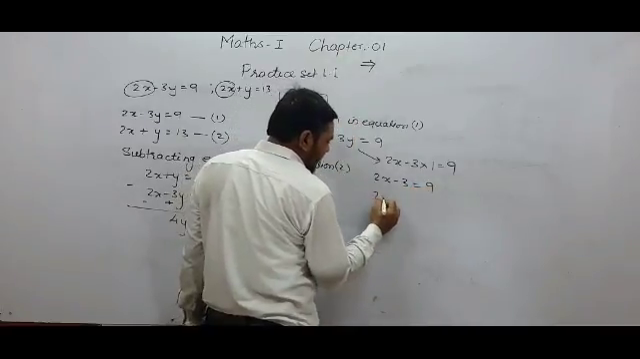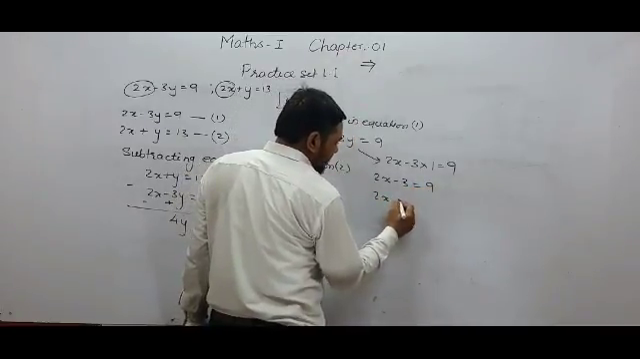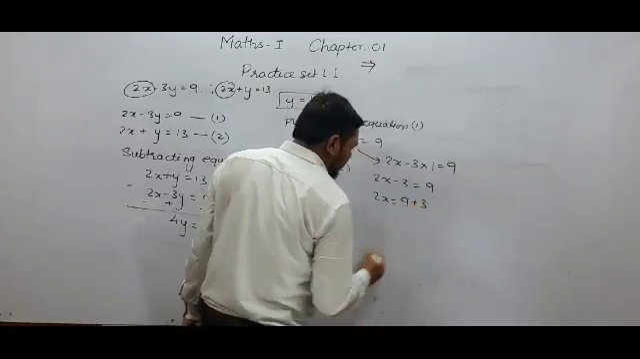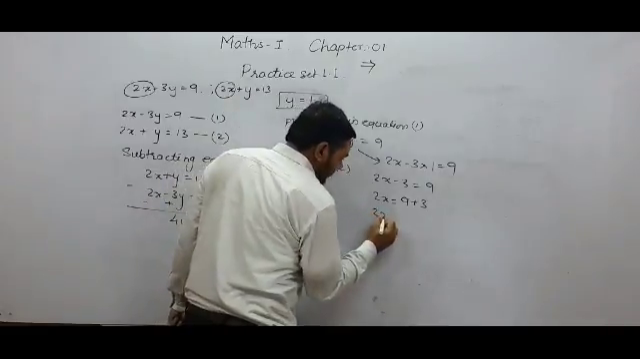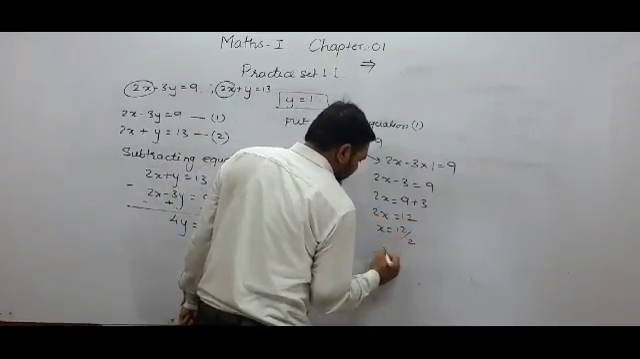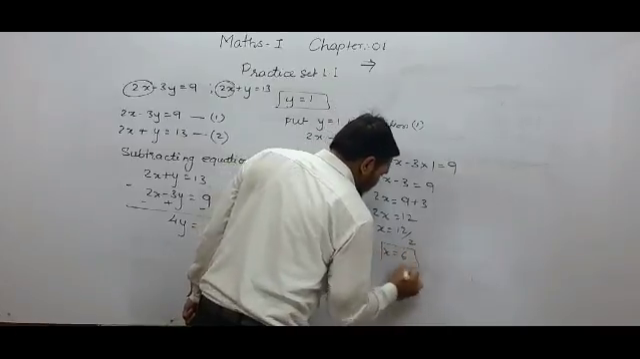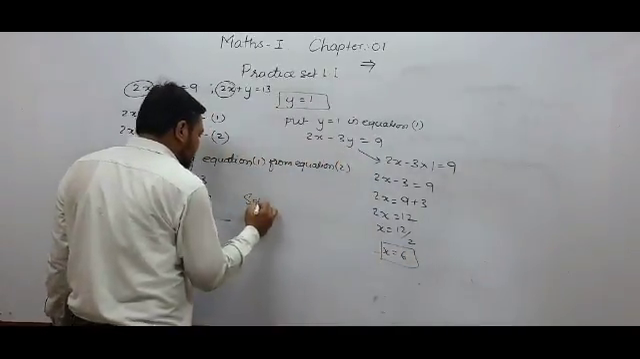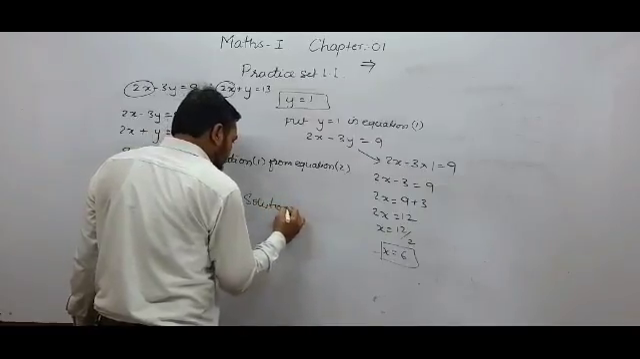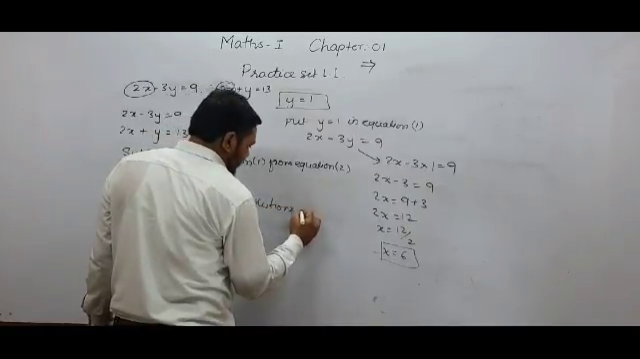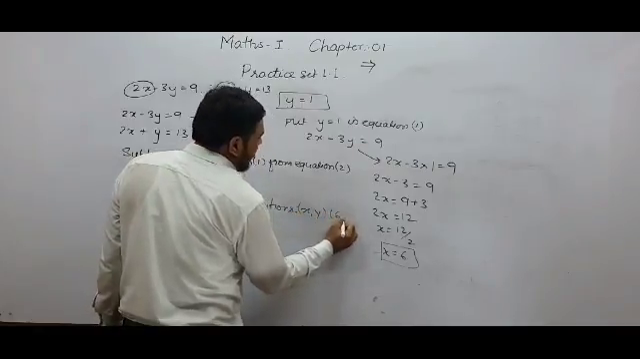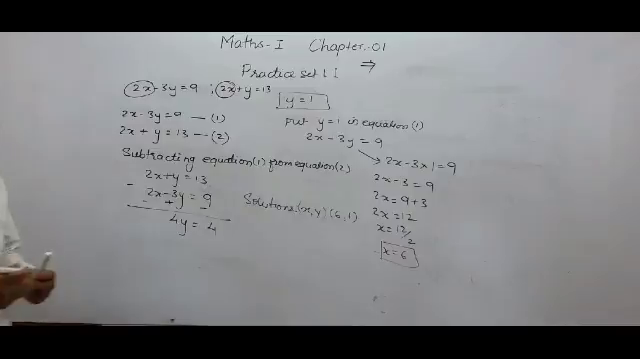So, student, this will be equal to 2x. Minus 3 will go to that side, 9 minus 3 will become plus 3. So 2x will be equal to 9 plus 3, 12. x will be equal to 12 upon 2. x will be equal to 6. So we got the value of x. So the solutions are x comma y, 6 comma 1. So these are the solutions of the given equations.